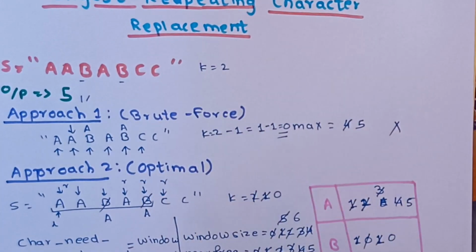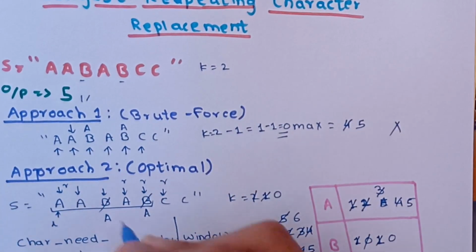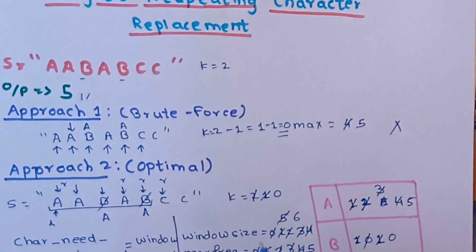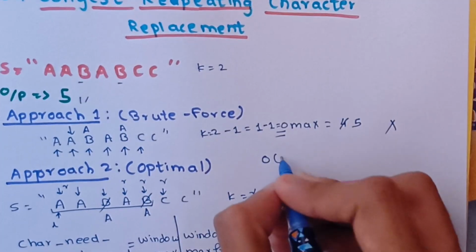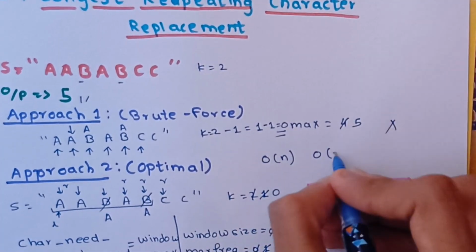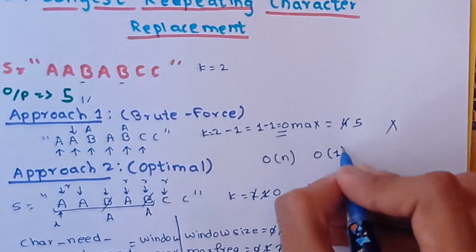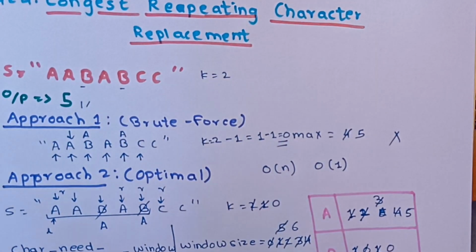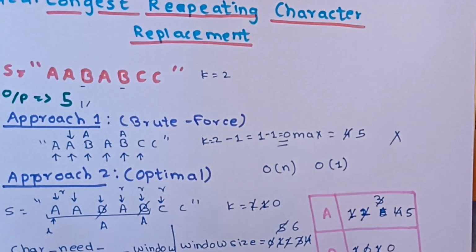So the array will be traversed again and again, and it will replace as k changes, and it will iterate that many times. Then its time complexity is big O of n, and space complexity is big O of 1. I will again teach you the approach while coding. So let's go to the Leetcode screen.